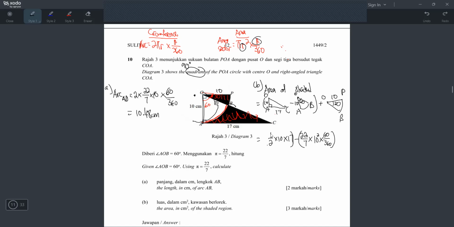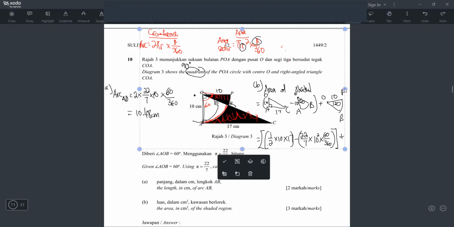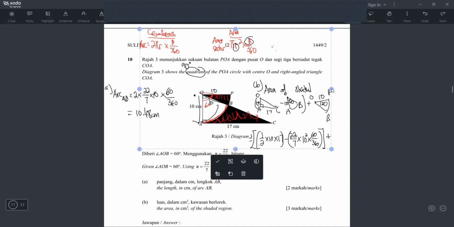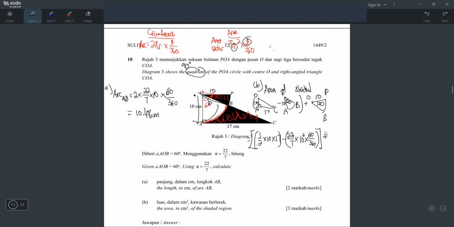Make sure you put bracket nicely. And here I think I will use big bracket. Okay, and then here minus. And then have to plus with what? Tak cukup tepat lagi. So let's fix this. So how to fix? Make it smaller. Make it lagi smaller. Okay, nice. Plus with what?